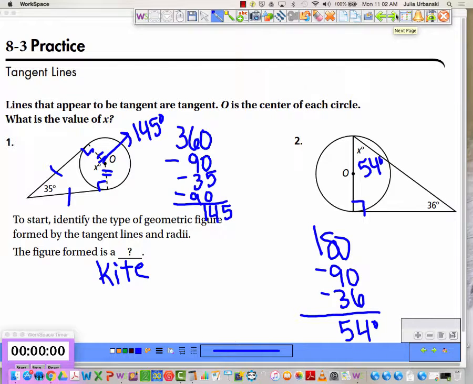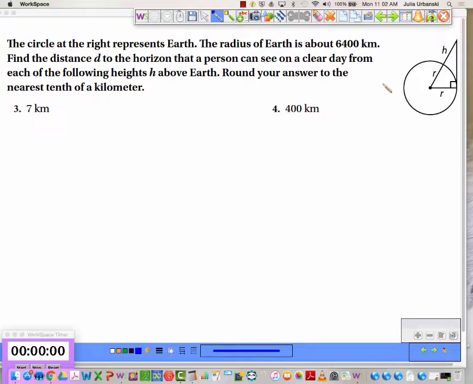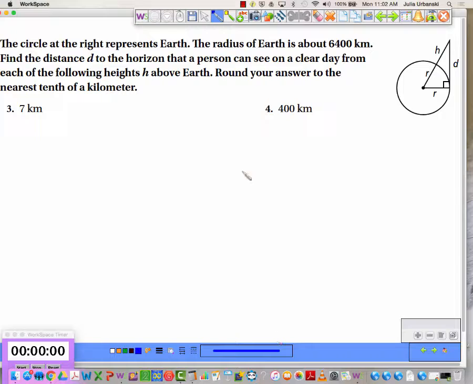Number 3. All right. We have a right triangle right here, and I'm only going to do one of these so we don't have to redraw the picture all the time. But let's do number 3. Let's cross off number 4.